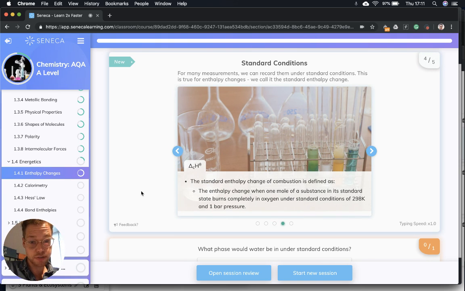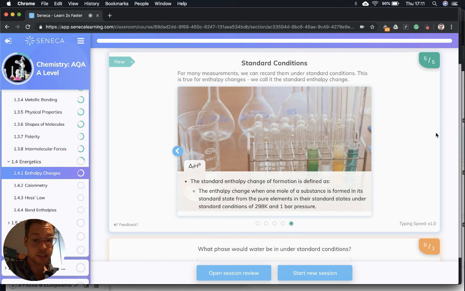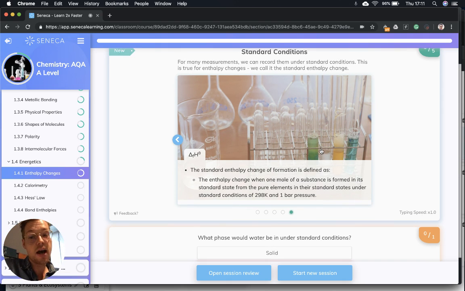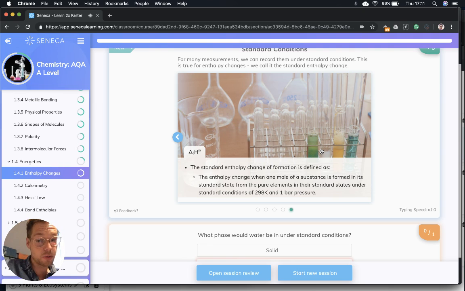So standard enthalpy change of combustion. That's delta subscript C, capital H, superscript theta. And this is the enthalpy change when 1 mole of a substance in its standard state burns completely in oxygen under conditions of 298 K and 1 atmosphere pressure. Whereas the standard enthalpy change of formation is defined as the enthalpy change when 1 mole of a substance is formed in its standard state from pure elements in their standard states under standard conditions of 298 K and 1 atmosphere pressure. Lord, I think if I say standard one more time, I'm gonna combust.